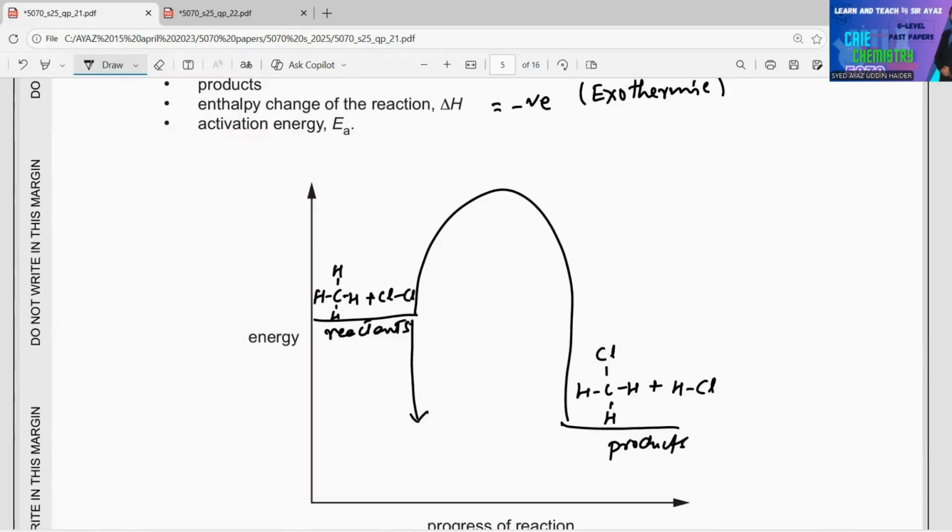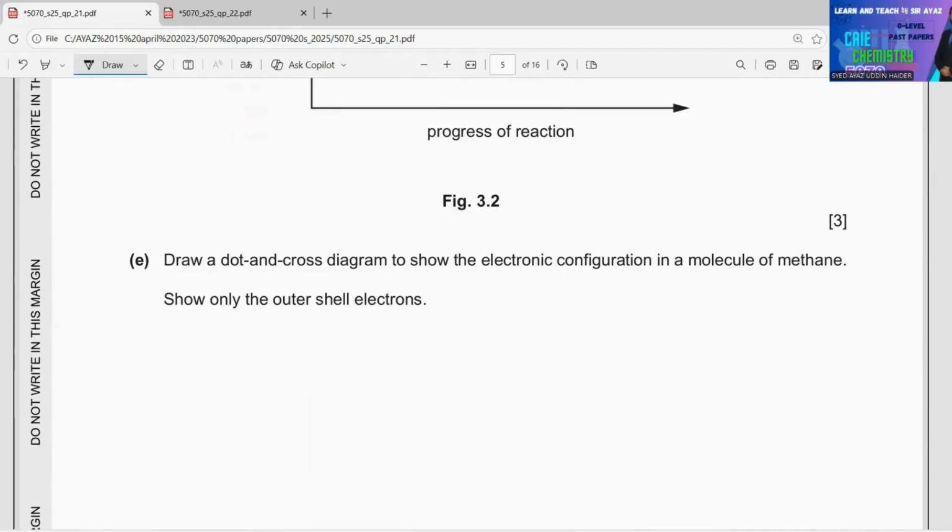We'll have a line like this. It's going down as temperature is decreasing. Label it delta H negative. Ea, activation energy, must be going up. This line is Ea. Label it. So this will be the final pathway diagram.